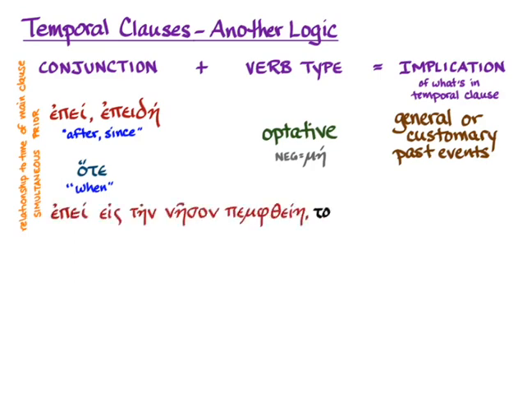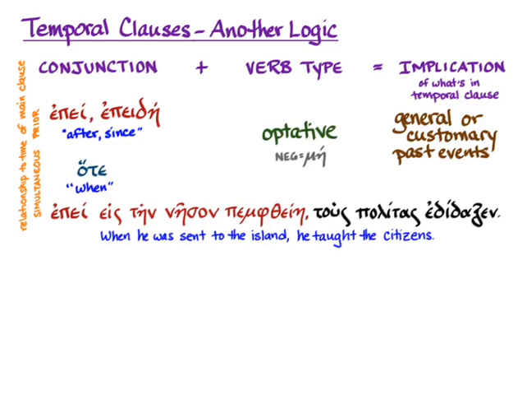Epei eis tēn nēson pemphtheiē, tous politas edidaxen. The best English way to translate this is, when he was sent to the island, he taught the citizens. The implication there, that's a little harder to bring out in non-clunky English, is that every time after he was sent to the island, he taught the citizens. So it's generally happening, it's customary in the past.